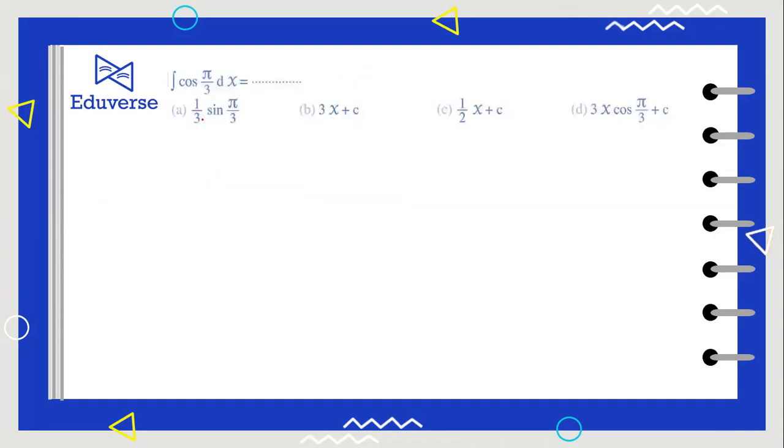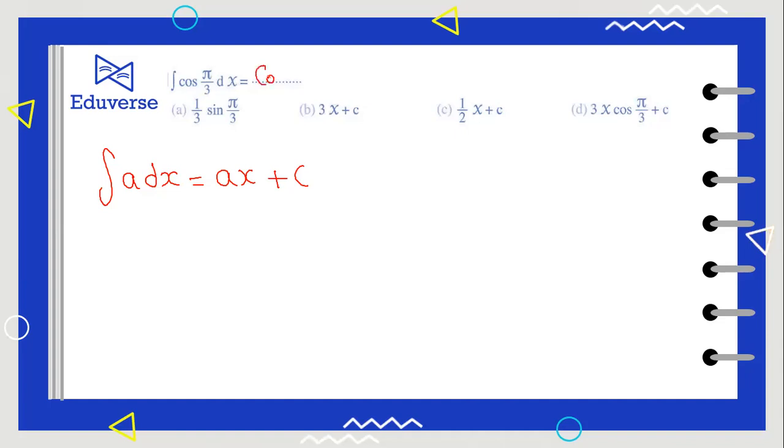The next, integrate cosine pi over 3. Okay, we have another example of derivative tan pi over 4. A derivative of any constant number is 0. Here, integrate a constant number. We said that integrating any constant number, I will put x, nothing else, okay, plus a constant. Don't forget the constant. Here, cosine pi over 3 is a constant, is a number, okay?